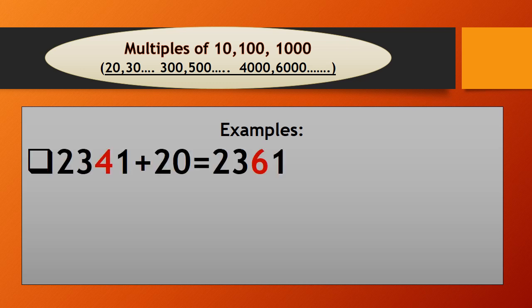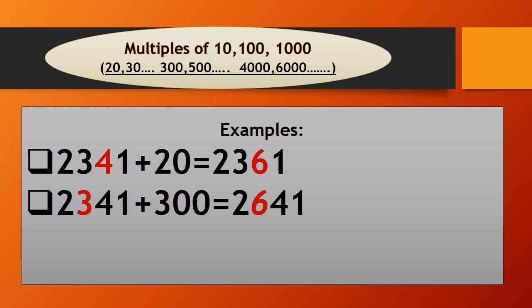Let's see an example. Here 20 has to be added. Now 20 is a multiple of 10, so we follow the rule of adding 10. That means I have to look at the number at the tens place. In 2341, I can see that at the tens place the number 4 is there. And I have to add 20. That means 4 will move 2 steps forward. So the number would become 2361.